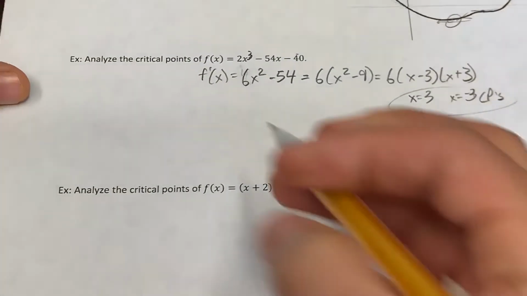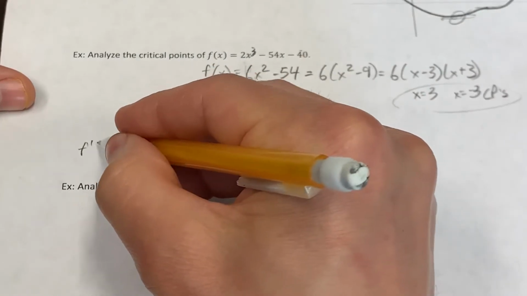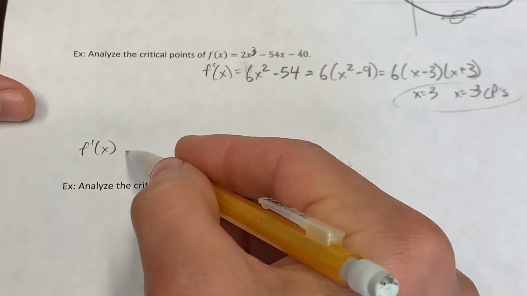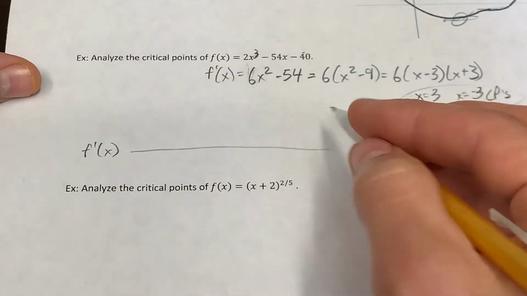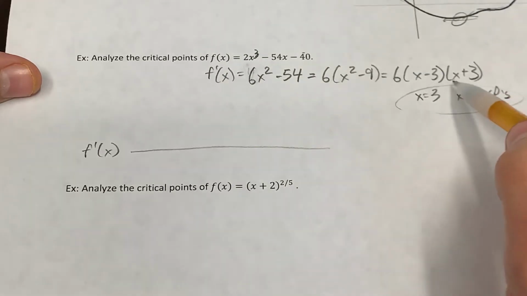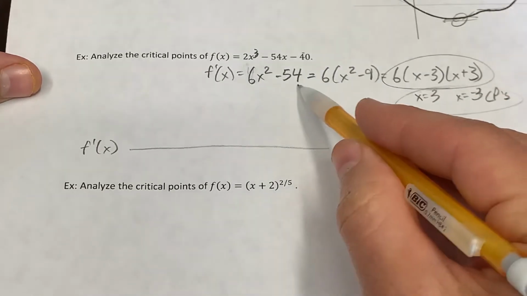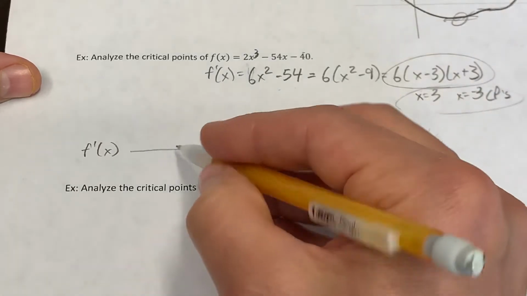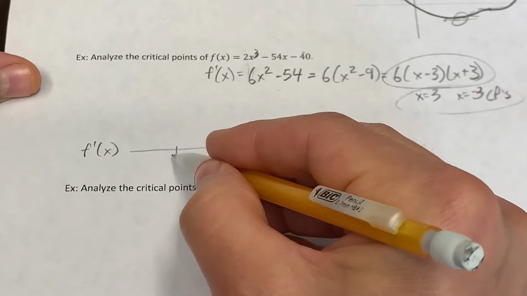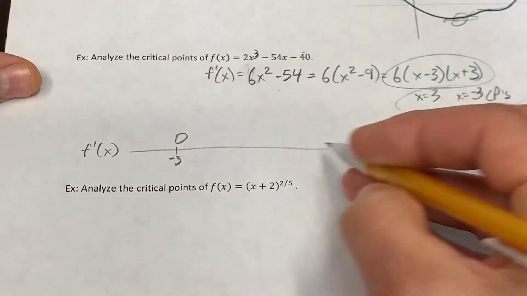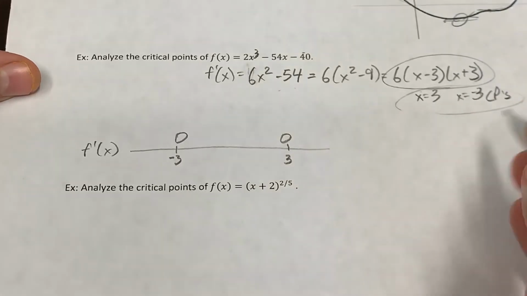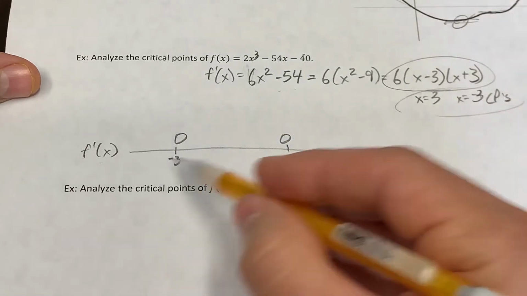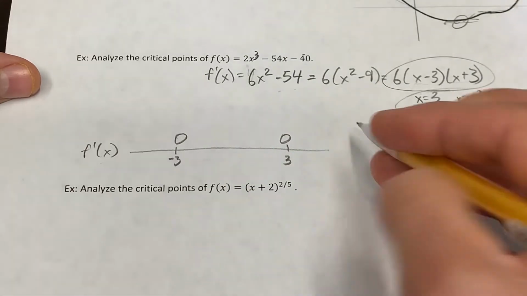Okay, let's analyze them with a derivative chart. So f prime of x along the number line. Now, probably what I'm going to do is look at this version of f prime of x, although you could use this version too. So what happens if you plug in negative 3? You get 0. What happens if you plug in 3? You get 0. What happens if you plug in something really big? That's positive, so that's positive.